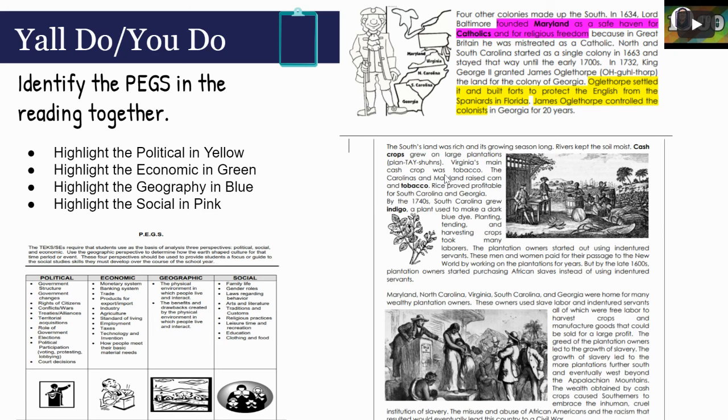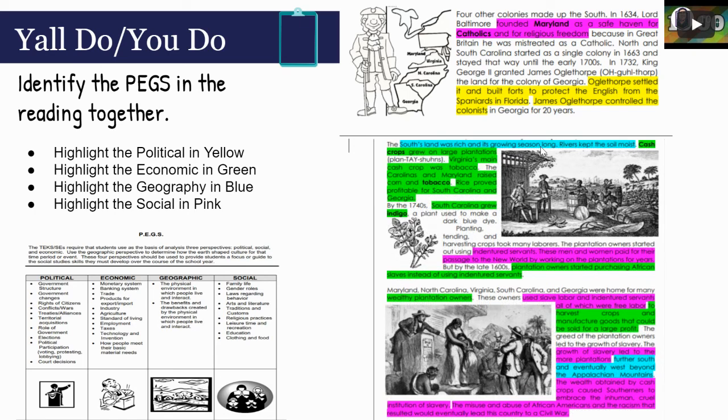All right, so let's keep going. So the South's land was rich and its growing season was long. Rivers kept the soil moist. Well, we know that rich land, long growing seasons, and rich, moist soil are all geographical. It's letting us know what the land is like, and based on what the land is like, it will tell us what we can do with that land. What type of economic activities can we have?